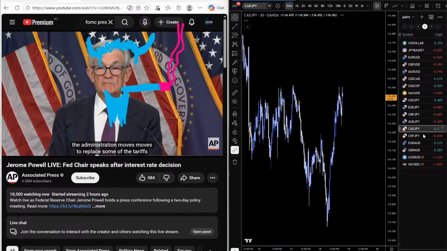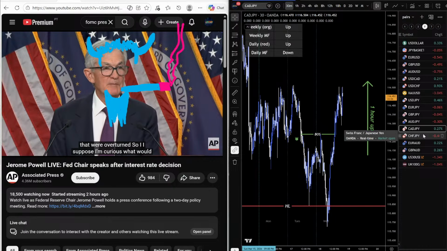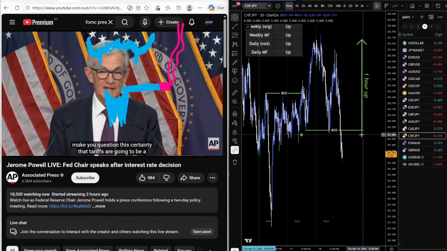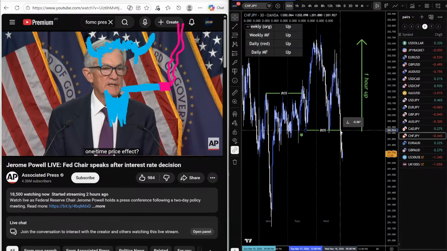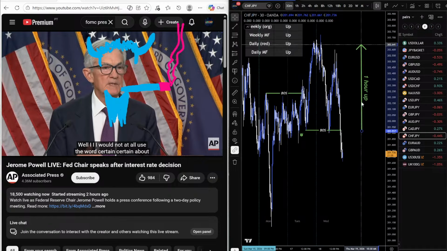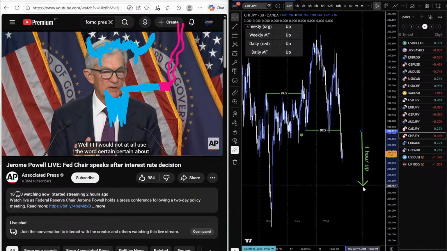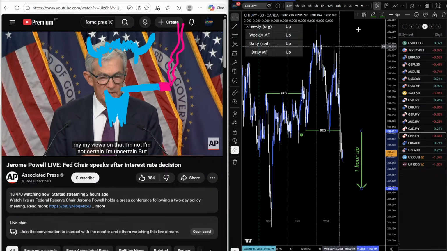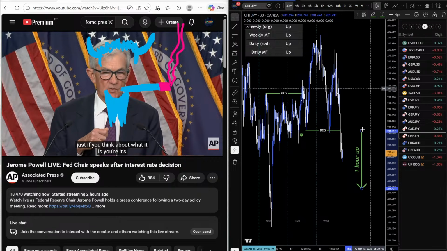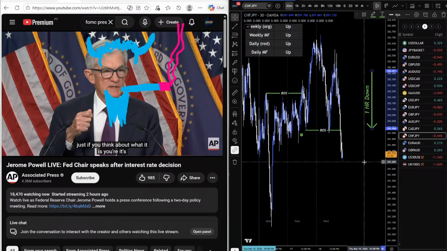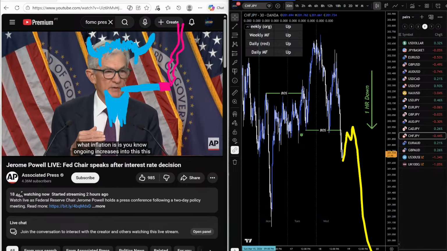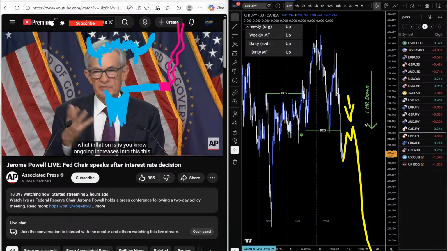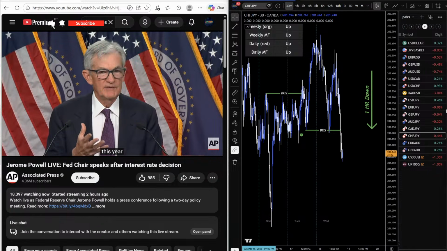Well, I would not at all use the word certain about my views on that. I'm not certain. I'm uncertain. But if you think about what it is, it's a one-time increase in the price of a good, right? And what inflation is, is ongoing increases in prices this year, next year, the year after. That's what inflation is. It's not a one-time price increase. There's a very, very big difference. The public doesn't really focus on that, but that's the difference.